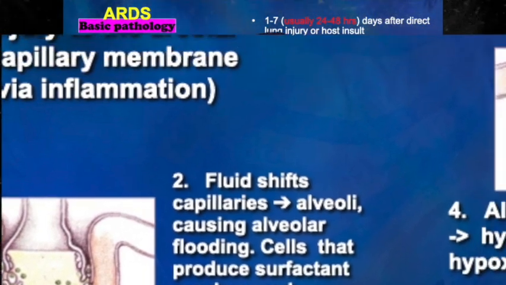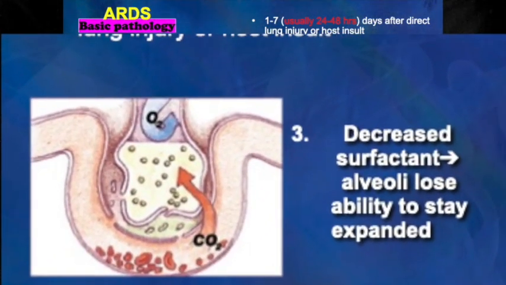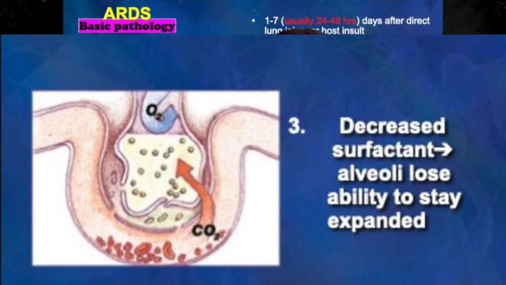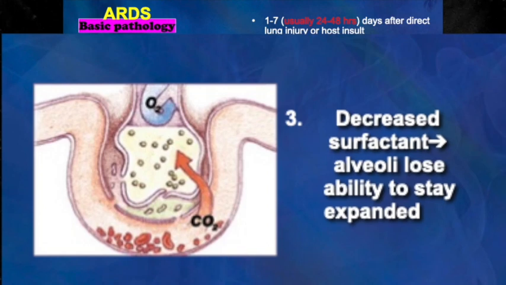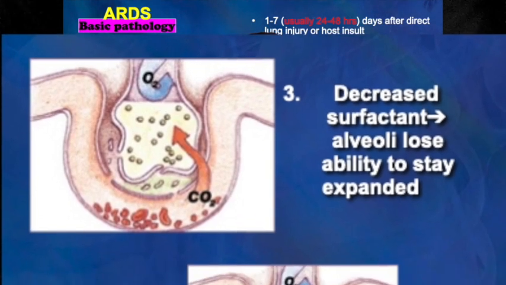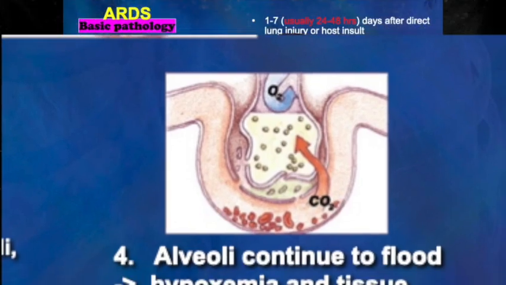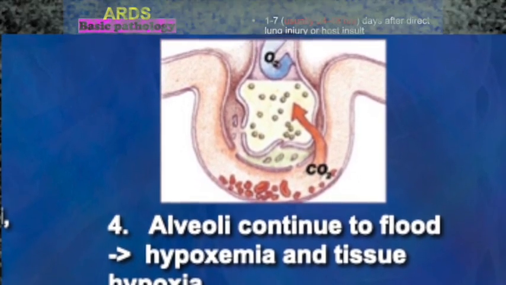That leads us right to event number 3, whereby the loss of surfactant essentially compromises the alveoli's ability to stay expanded and starts really wrecking gas exchange. Which then again leads to event number 4. Alveoli continue to flood, which leads to hypoxemia and tissue hypoxia.